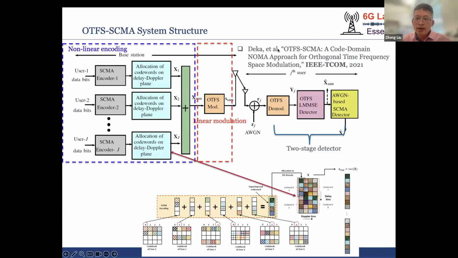So in this paper, my collaborator, Dr. Kunta Dika, looked into the integration of OTFS and SMA. Their idea is that they first do the SMA encoding, then put the different SMA codewords in the delay and Doppler domain, followed by OTFS modulation. On the receiver side, they consider a two-stage detector. They first carry out OTFS demodulation, followed by a linear MMSE detector, which is equivalent to an equalizer, and then finally they carry out the SMA detection.